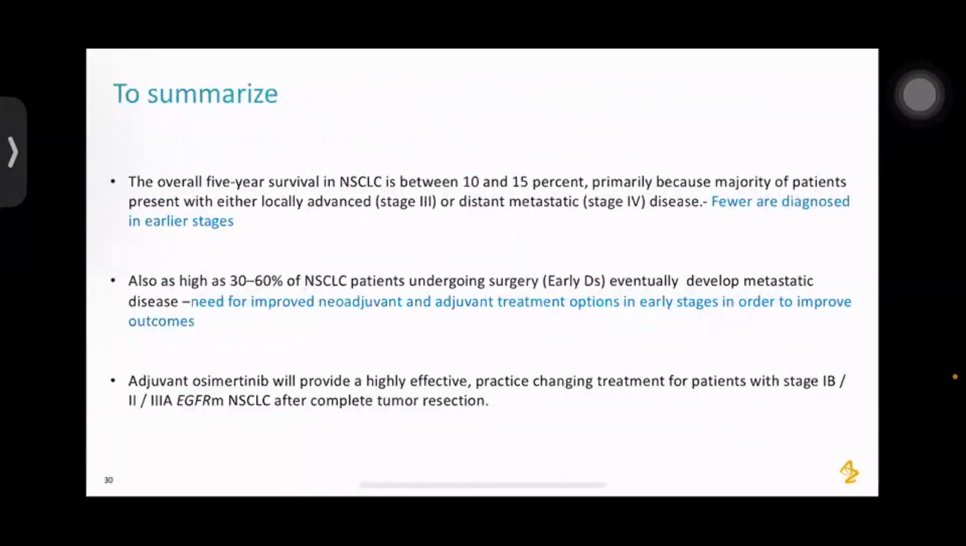So to summarize, the overall 5-year survival in NSCLC is between 10 to 15%, because the majority of patients will be either locally advanced or have distant metastasis. Also, 30 to 60% of NSCLC patients undergoing surgery eventually develop metastatic disease. So there is a need to improve neoadjuvant or adjuvant options in order to improve the outcomes. And adjuvant osimertinib provides a highly effective, practice-changing option, with the present data we have for stage 1B, 2 and 3 EGFR as an adjuvant setting after completion of tumor resection.